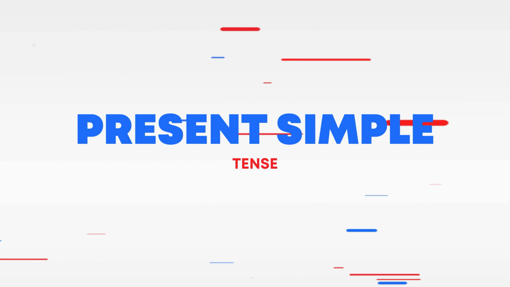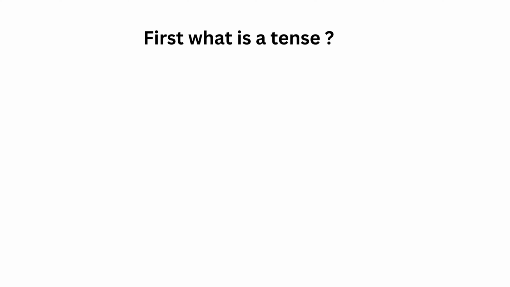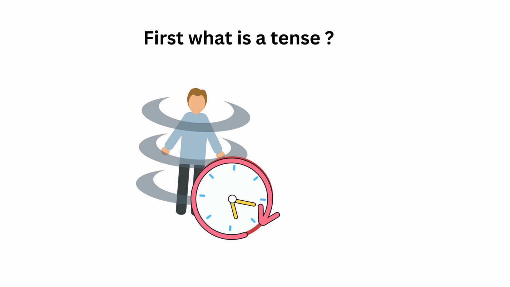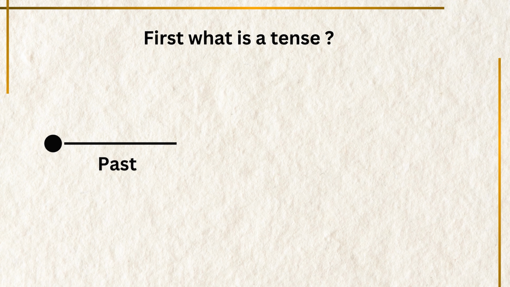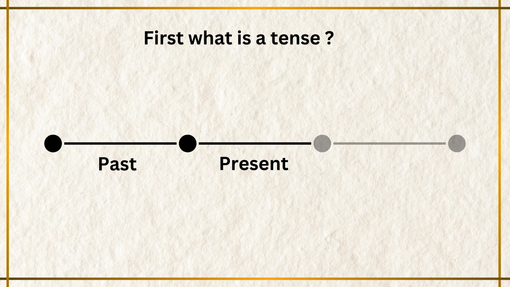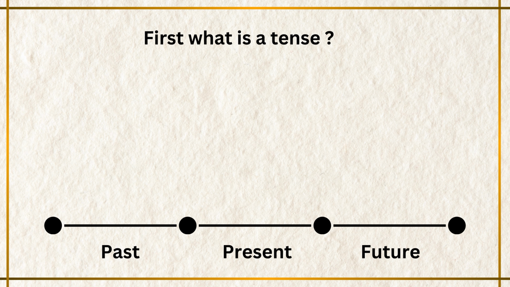Present simple tense. First, what is a tense? In English, tenses are like time machines. They allow us to express when an action happens, whether it's in the past, present, or future. So it tells you the time of the sentence.